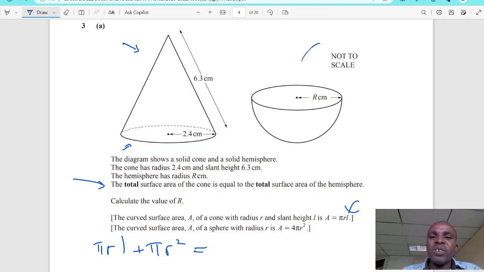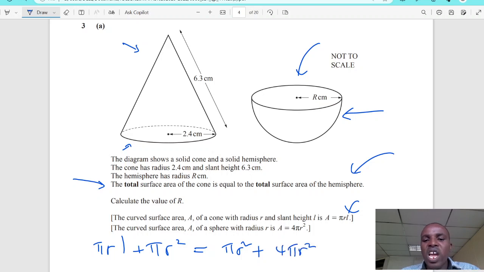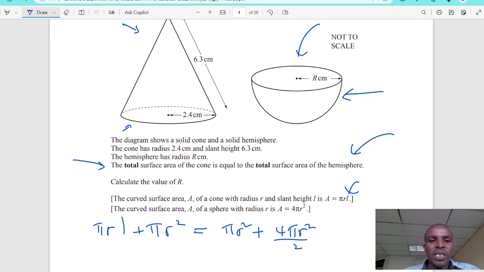For the hemisphere, if you check, we have a circle here, that is pi r squared, plus we have this part, that is half of the sphere, right? For a sphere, the total surface area is 4 pi r squared. For a hemisphere, it's divided by 2. So this is the formula that we need. Then we have to find the value of r, just like that.